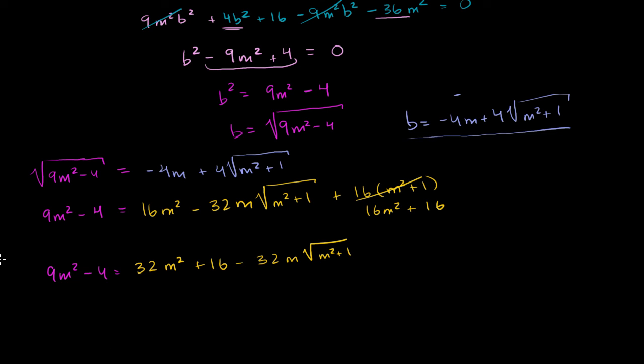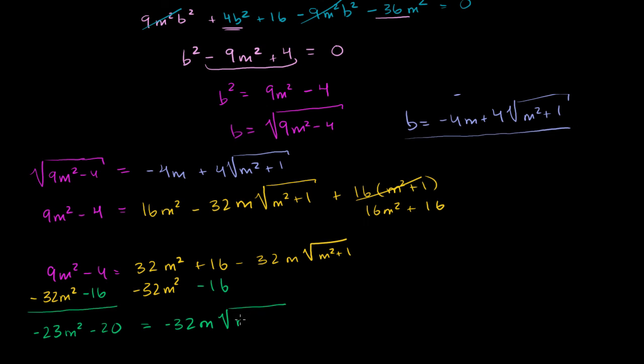And let's see, we can subtract 9m squared from both sides, and then we can add 4 to both sides. Actually, let me do it the other way, because I want to isolate this on the right-hand side. So let's subtract 32m squared from both sides, and then subtract 16 from both sides. The left-hand side, 9 minus 32 is going to be negative 23, so this is negative 23m squared minus 20 is equal to negative 32m times the square root of m squared plus 1.